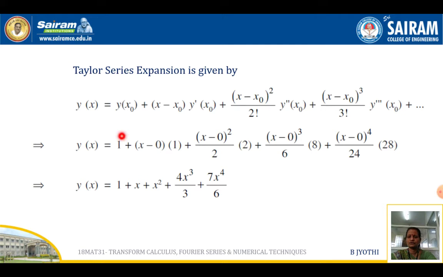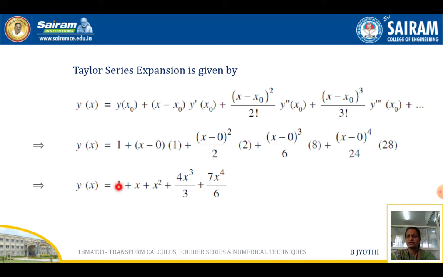So let us substitute y of x naught as 1 and x minus x naught, where x naught is 0, and y dash of x naught, we computed it as 1. x minus x naught, where x naught value is 0. So x minus 0 whole square by 2 factorial, which is 2, into y double dash of x naught is 2, and x minus x naught whole cube by 6 into y triple dash is 8, x minus x naught power 4 by 24 into y fourth derivative of x naught is 24.